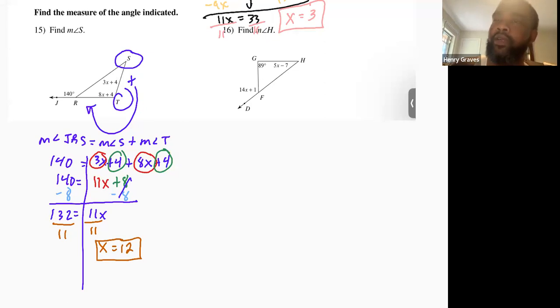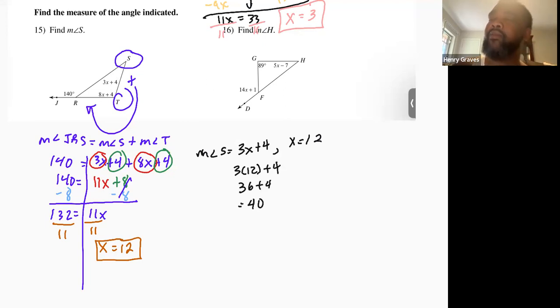So we can find the measurement of angle S, because that's 3x plus 4. And we know x equals 11, right? No, sorry, 12. So if I do 3 times 12 plus 4, I'll get 36 plus 4, which is 40. So the measurement of angle S is 40. Cool stuff, right?